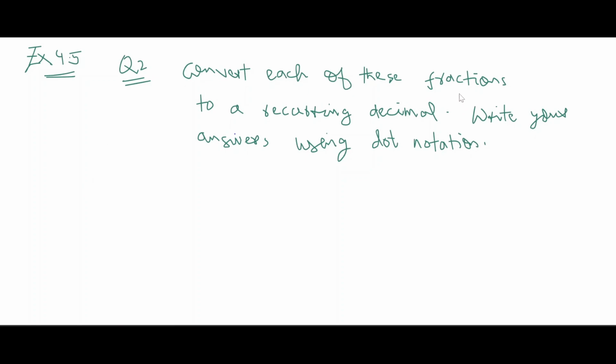Let's convert each of these fractions to a recurring decimal. Write your answers using dot notation. So what are the fractions? In part A, we have been given 2 by 3, and part B is 4 by 15. These are recurring decimal numbers, but we have to write them using the dot notation.